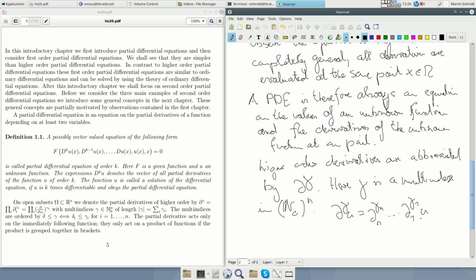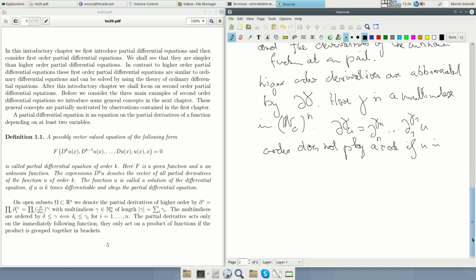This order here doesn't play a role. Order does not play a role if u is as many times differentiable as the sum of the orders, which is G. This we call the order of K, or the weight.